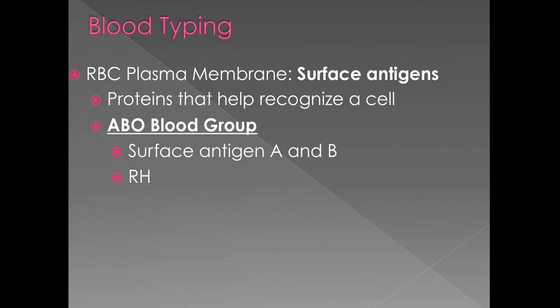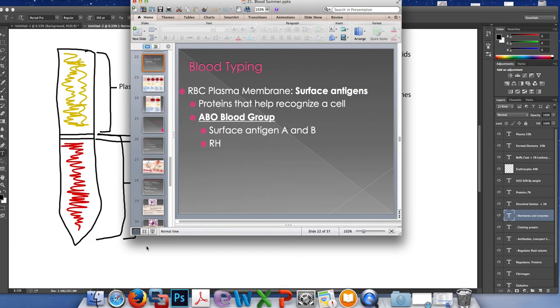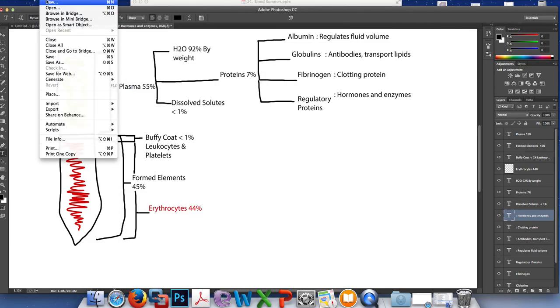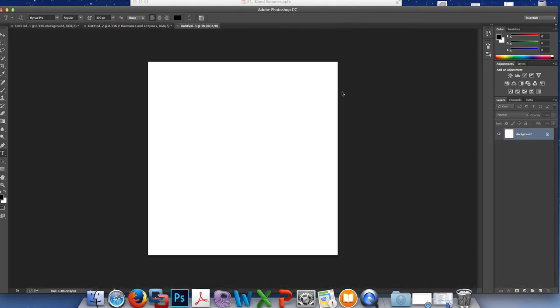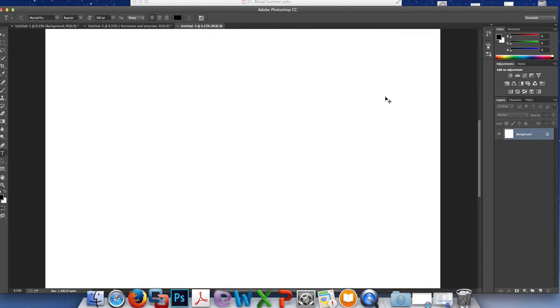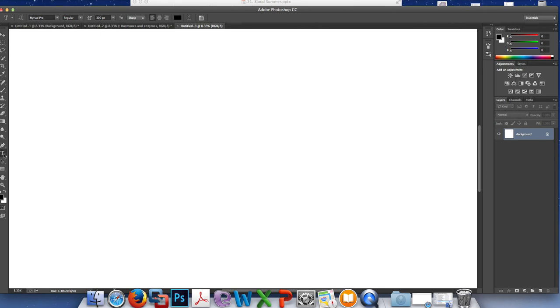Now, I want to talk a little bit about blood typing. There are multiple what we call blood groups, but the most common one referred to is the ABO blood group. So I'm going to kind of jump off the PowerPoint here and move to a new picture and discuss this with you.